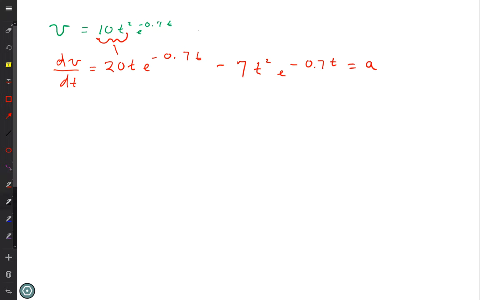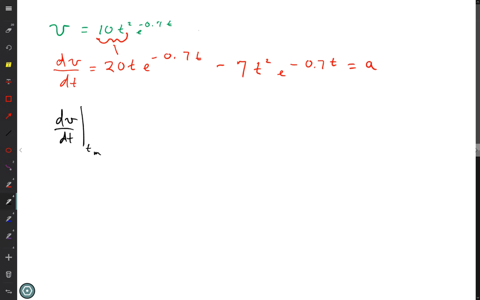Our method is going to be to set Tm, the time when we're going to have maximum speed, to 0. Right? Take the derivative of the speed function with respect to time, evaluate at the time that gives me maximum acceleration at 0. Or not maximum acceleration, maximum speed. So that's going to be, now I'm going to factor what I can.